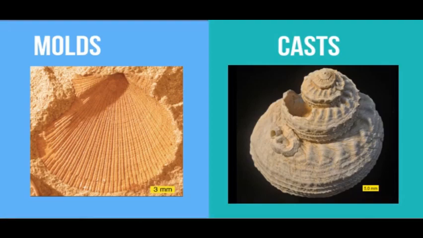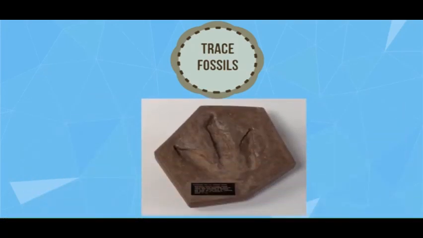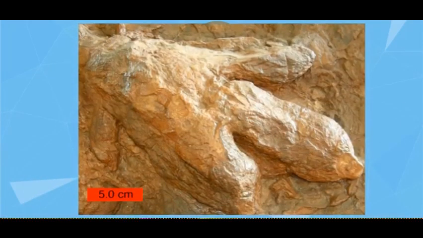Take a look at these molds and casts, and it'll help you see the difference between the mold and a cast. And sometimes you don't even have a record of the entire organism, but you have evidence of their behavior. You may find a footprint or a track. Here are several examples of trace fossils.